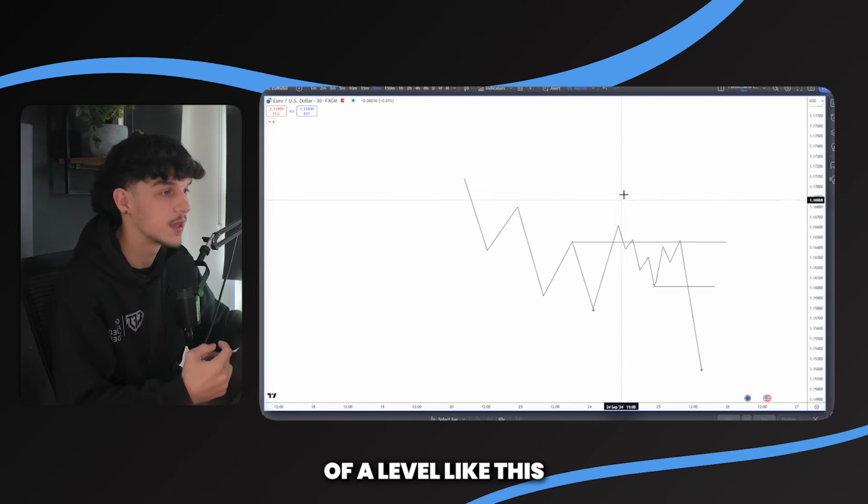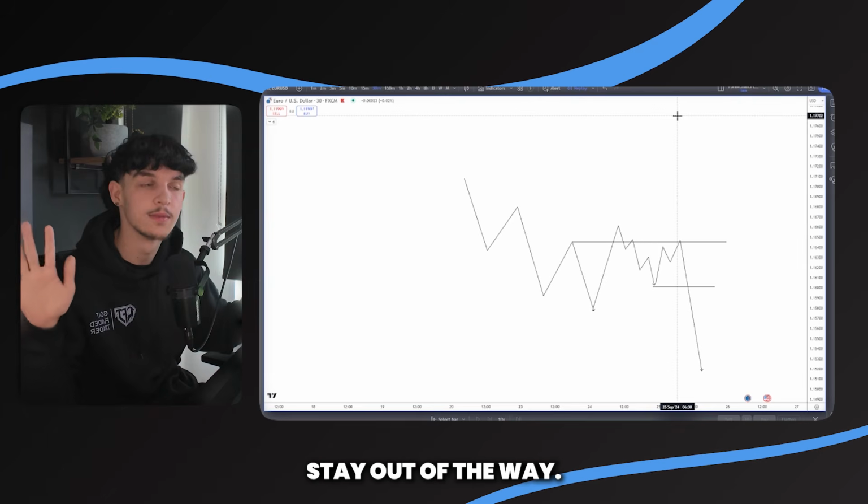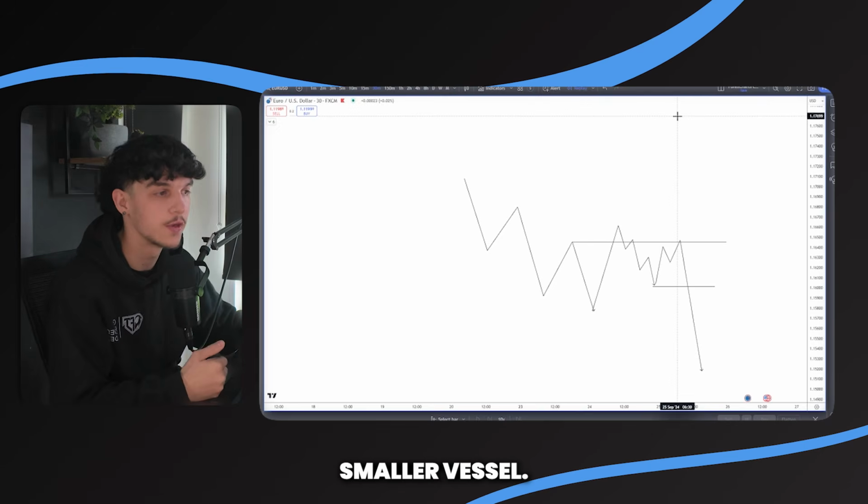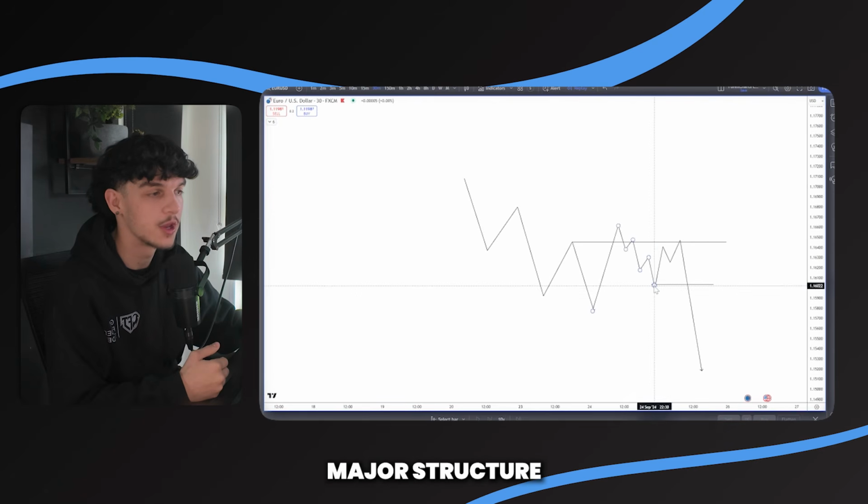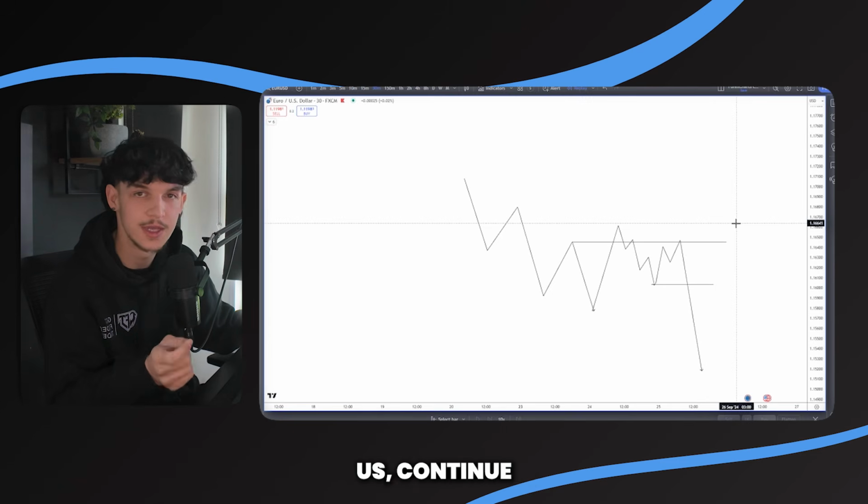If we break above a level like this and continue on, stay out of the way. Okay, stay out of the way. It's just going to be a small reversal. Wait for these major structure levels to break to tell us continuation.